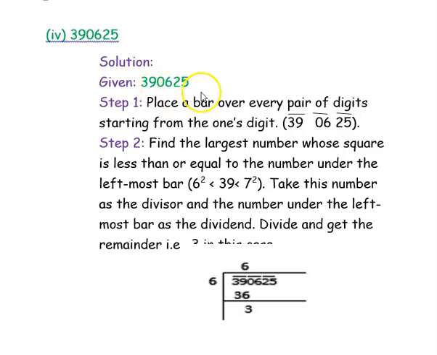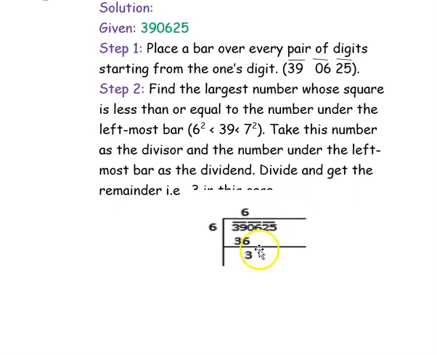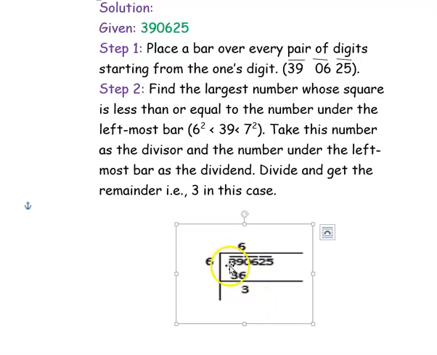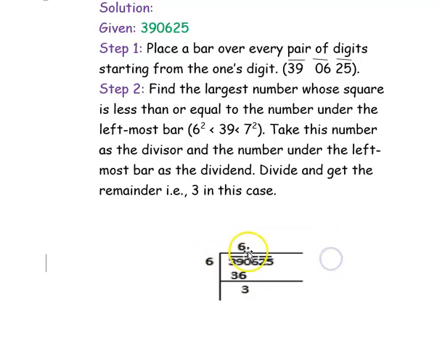The next number given is 390625. So it's a 6-digit number, right? We have to follow the same steps even if we have a 6-digit number. The first step is to place a bar over pairs of digits starting from the ones. So I have started from 1 and placed a bars: 25, then 06, then 39. In the next step, I have written it in the division form and considered the leftmost bar. I have to find a number whose square is less than this number. We know that 6 into 6 is 36, which is less than 39. Then I have subtracted 39 minus 36 and the remainder is 3.